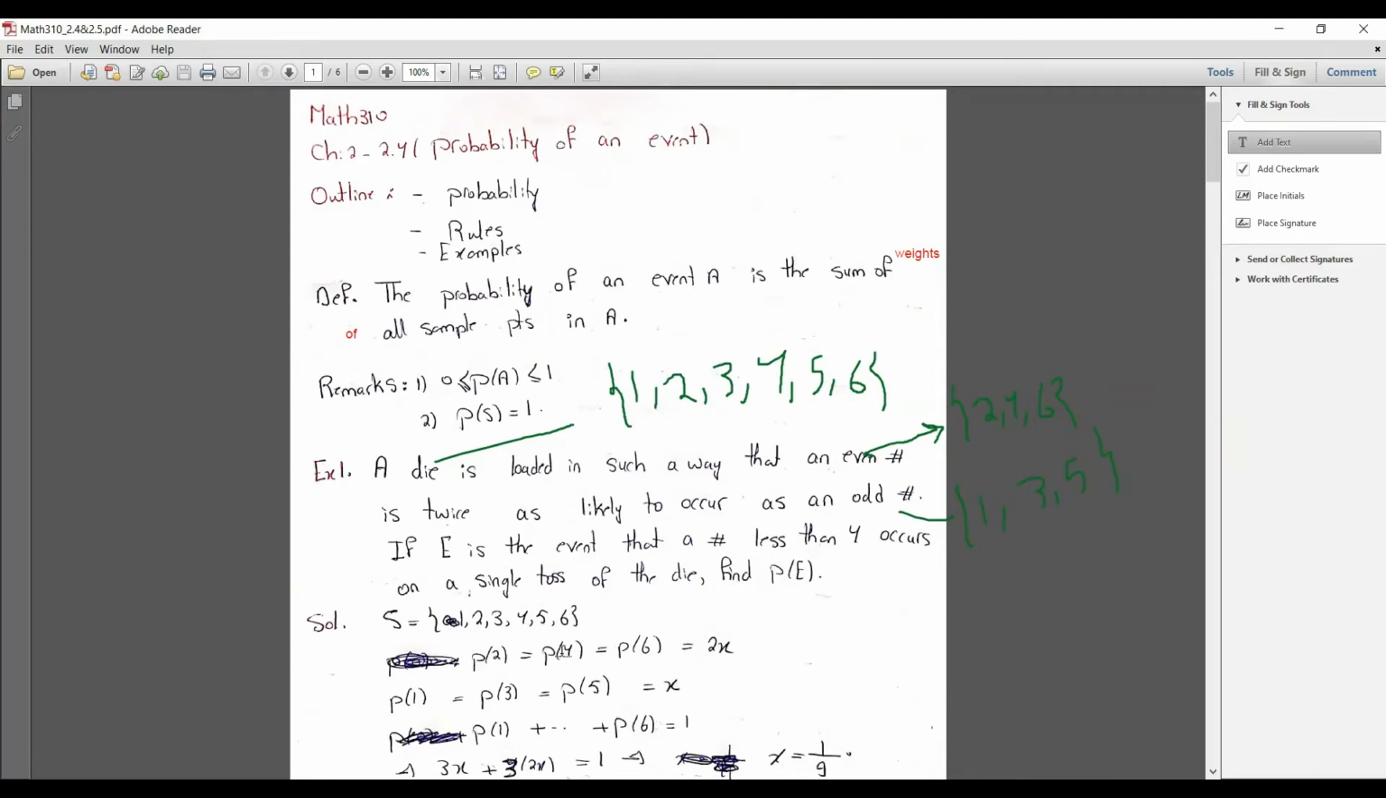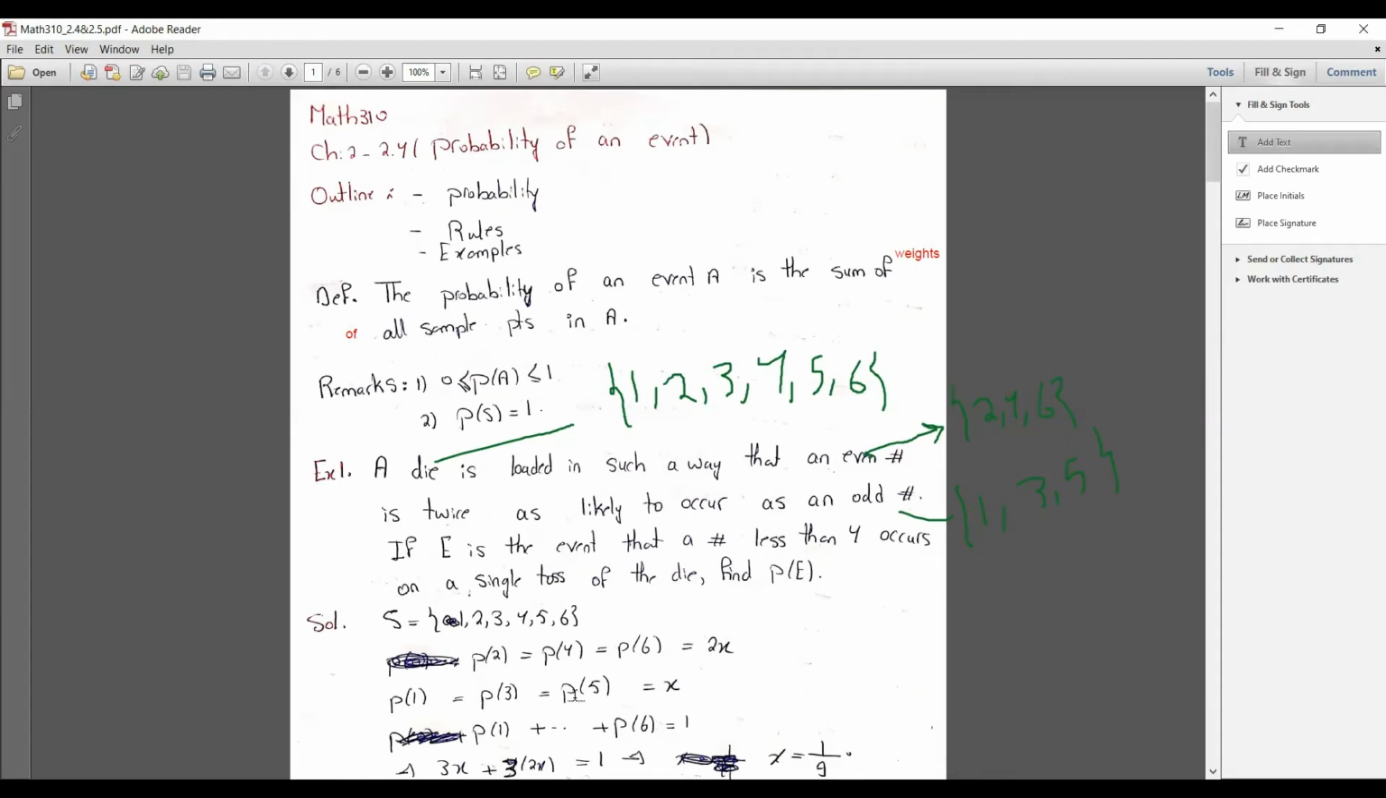P of 2 is equal to P of 4 equal to P of 6, right? Why? Because we are saying that an even number is twice as likely to occur as an odd number. So all even numbers here have the same probability. All odd numbers here have the same probability. And we know that P of 1 equals P of 3 equals P of 5.